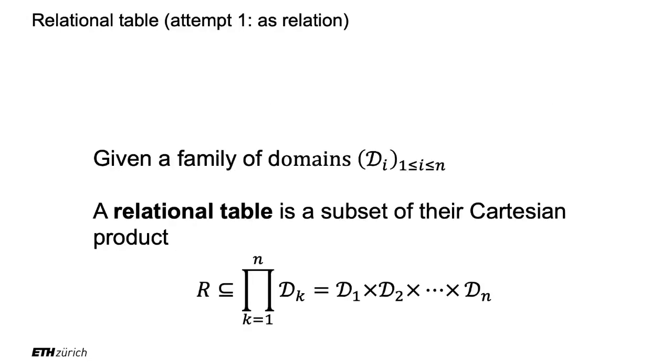Okay, so here's my first definition of a relational table. Actually, that's the textbook definition, one of the earliest definitions of a relational table. A relational table is just a relation over domains, meaning a subset of the Cartesian product of the domains. That's it. That's what a relational table is. And that's also why we call it a relation, because mathematically that is a relation over n domains.